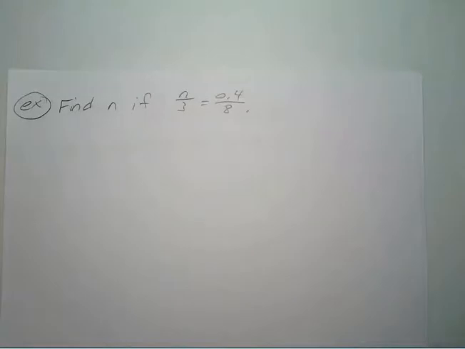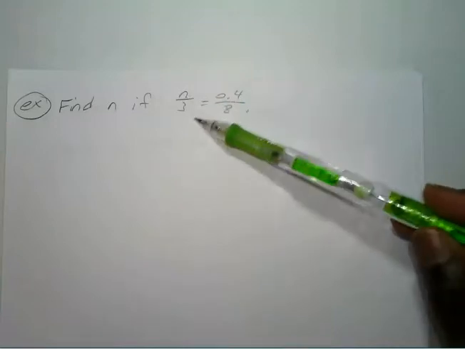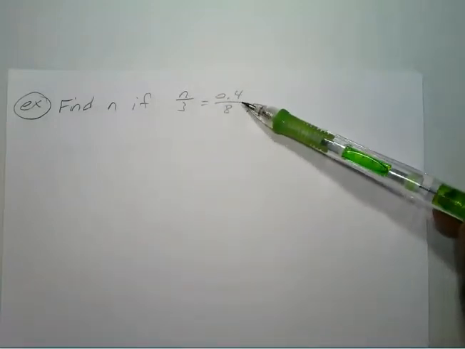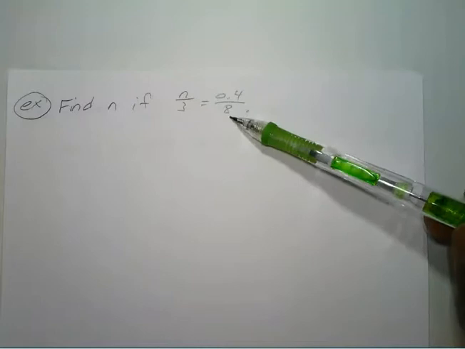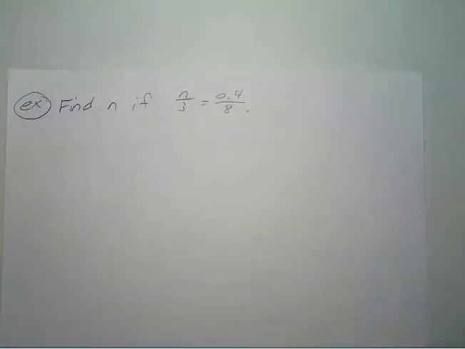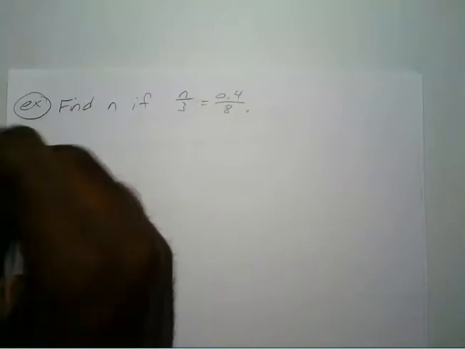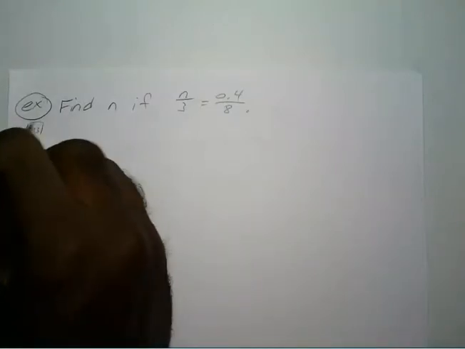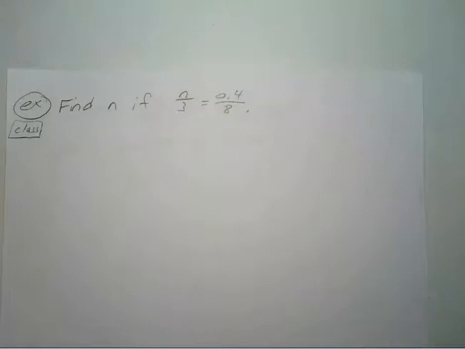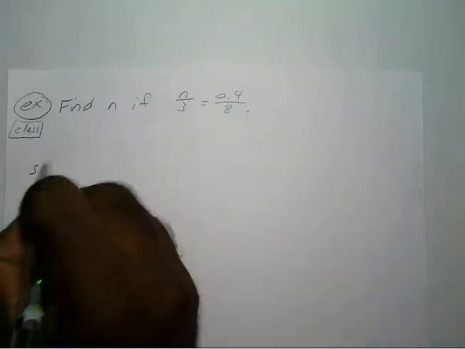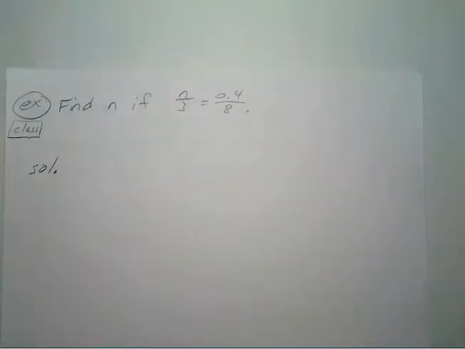Okay, so on this one, we want to find the unknown variable n if n is to 3 as 0.4, or 4/10, is to 8. Once again, I want you to press pause and start on this one on your own. All right, we're going to assume you're all done, so let's verify your answer.